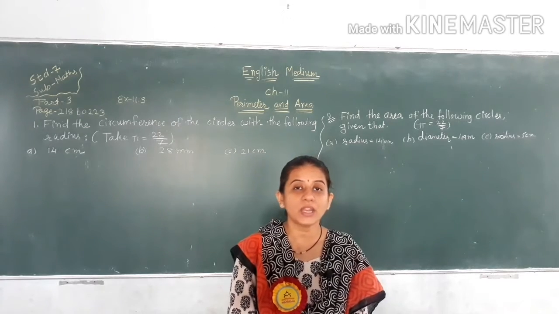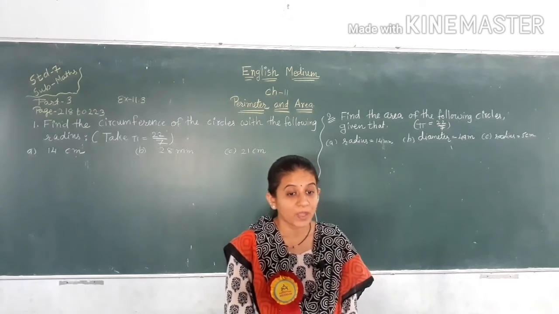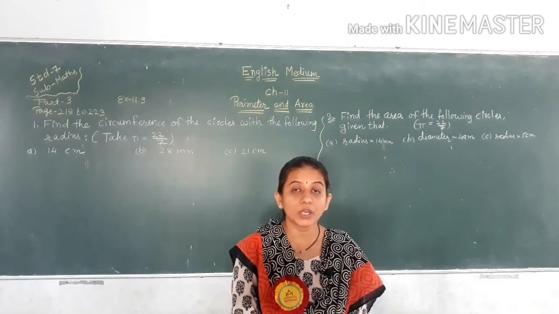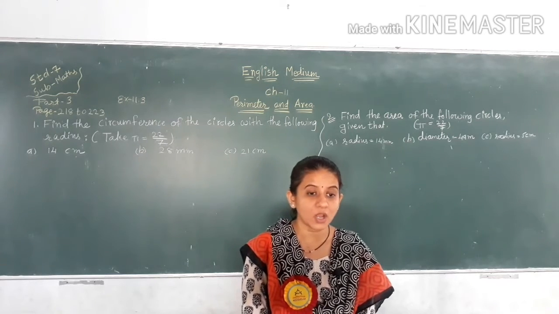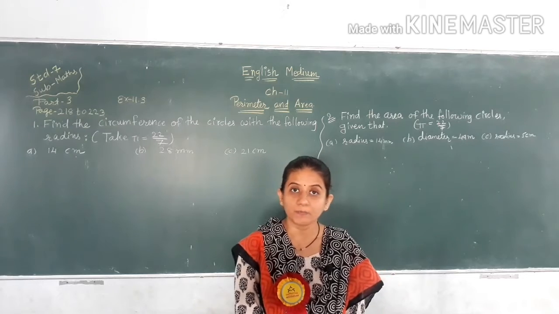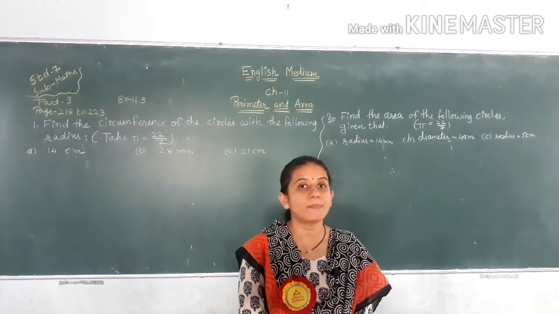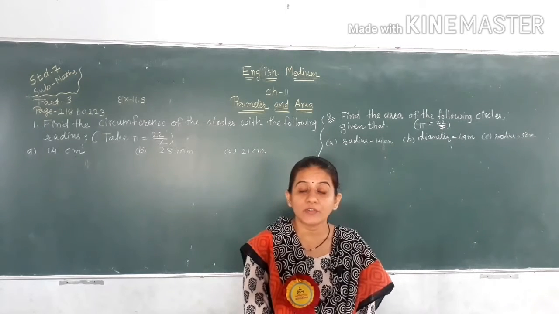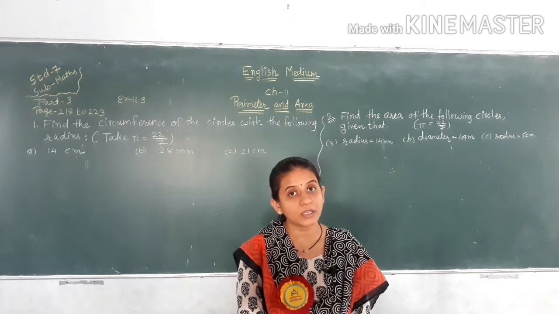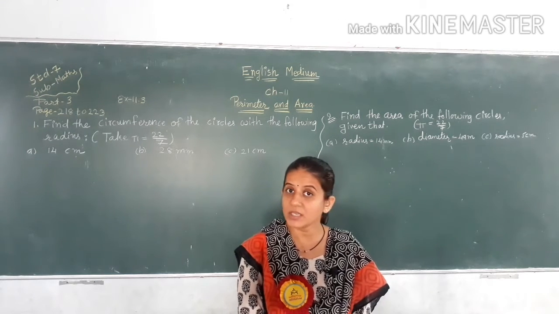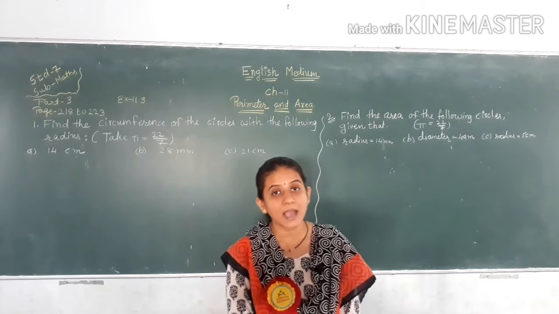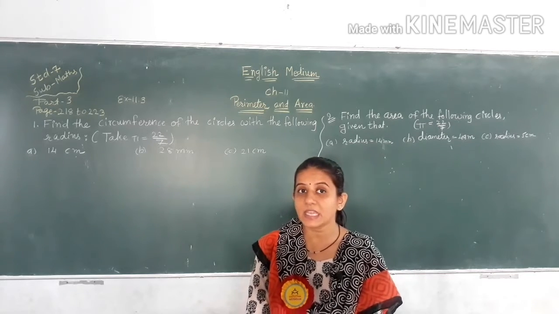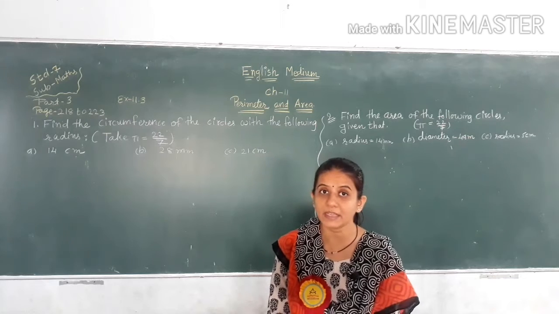Now, circumference of a circle: the distance around a circular region is known as the circumference of a circle. The ratio of the circumference of a circle to its diameter is constant and is denoted by pi. Pi is equal to 22 divided by 7 or 3.14. Now C divided by D is equal to pi.